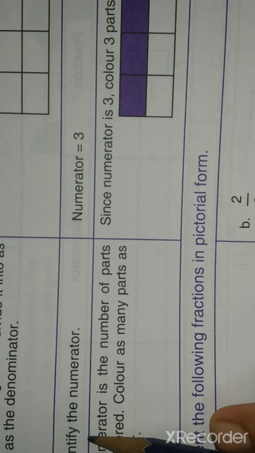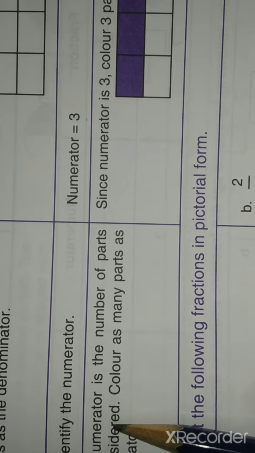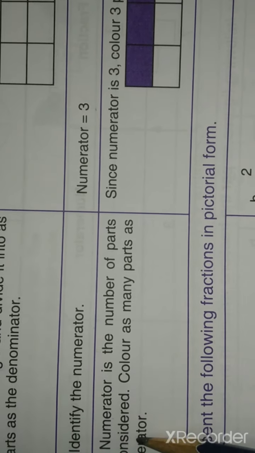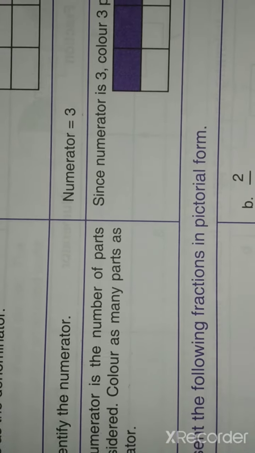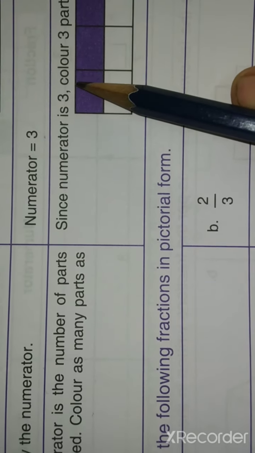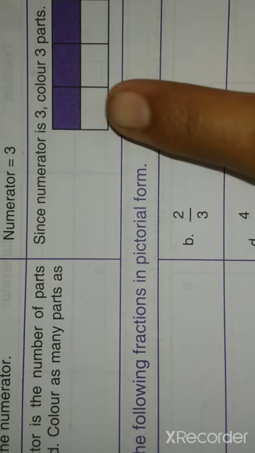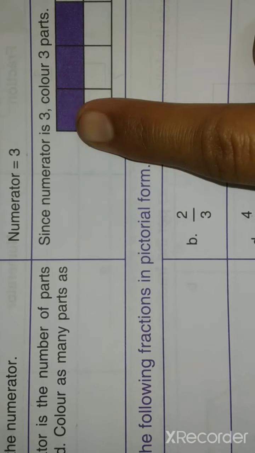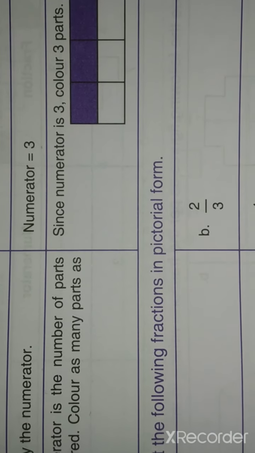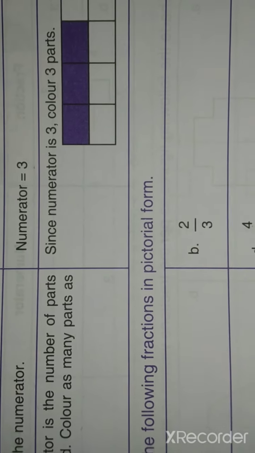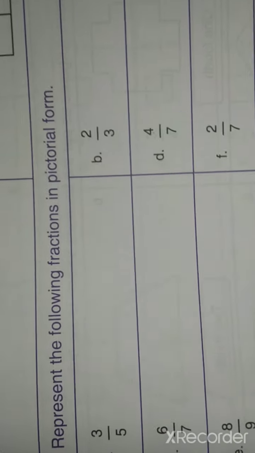Now identify the numerator. Numerator is 3. The numerator is the number of parts to be considered: color as many parts as the numerator. Since the numerator is 3, we have to color 3 parts. Here we did 1, 2 and 3 like that. So the fraction is converted to pictorial form. Now here we have to do some practice.